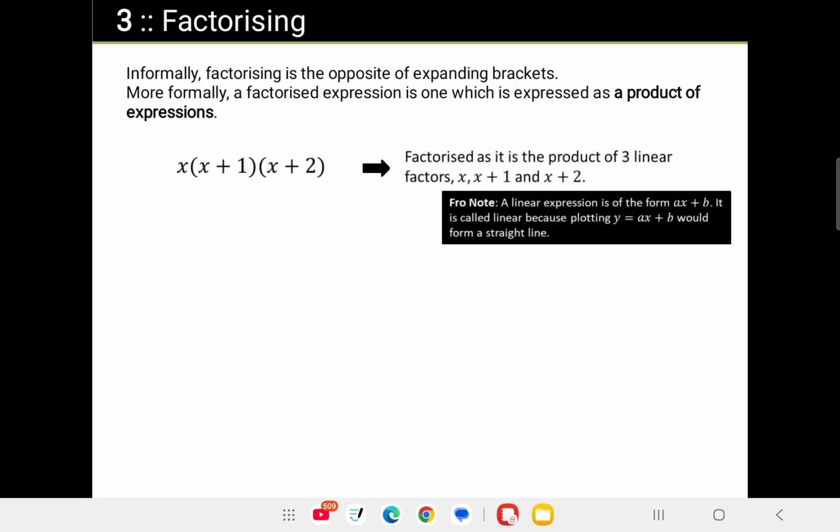Okay, so the next section is factorizing. Informally, factorizing is the opposite of expanding brackets. More formally, a factorized expression is one which is expressed as a product of expressions. Like you can see over here, these are the factors of a cubic expression, right? It is factorized as the product of three linear factors: x, x plus 1 and x plus 2.